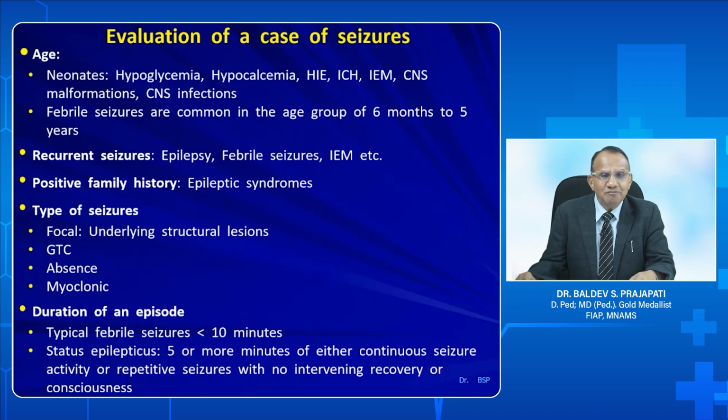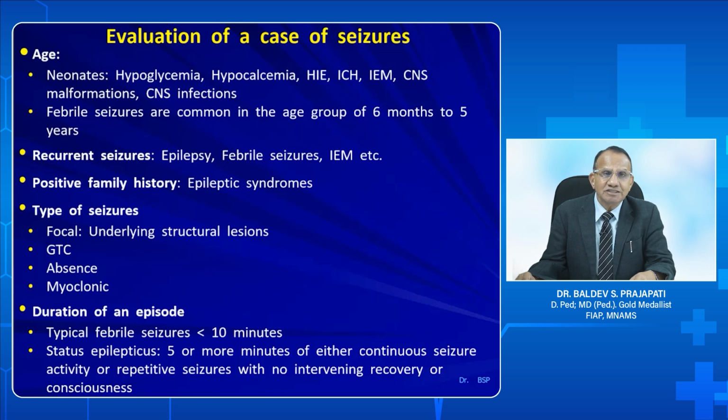Then go into the details of the type of seizure. Suppose it is focal, there is likely some underlying structural lesion. Generalized tonic-clonic, absence seizures, myoclonic seizures, because they require a very different approach and even management. Duration is also very important. Typical febrile seizure is usually less than 10 minutes. But if it is prolonged, then it is probably atypical, and then my prediction will be different.